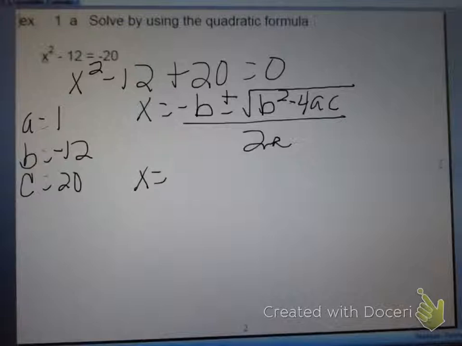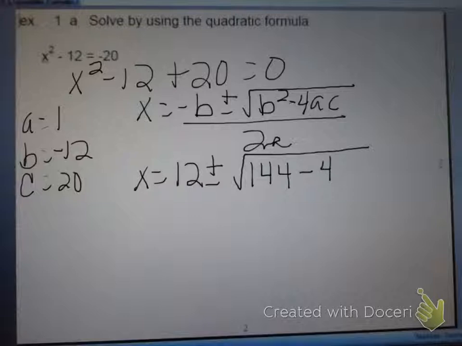Plug this in, so that's negative and negative b, which is a positive b, plus or minus the square root of b squared. So we're going to square negative 12. The negative 12 squared is 144. Minus 4 times a times 20, all over 2 times a, which is 2 times 1, is 2.